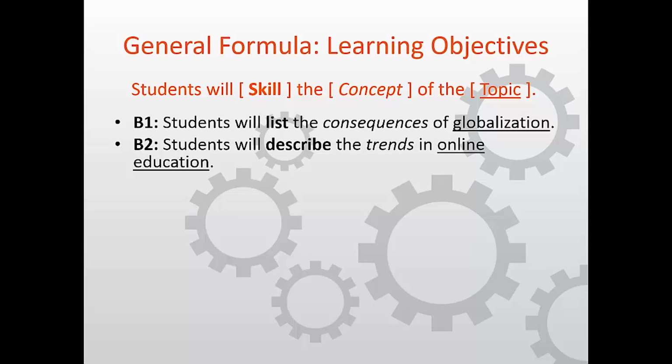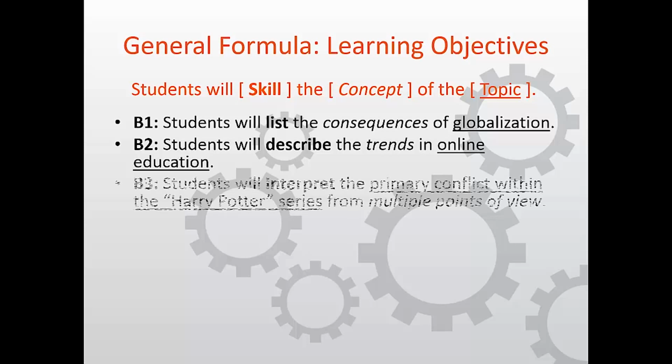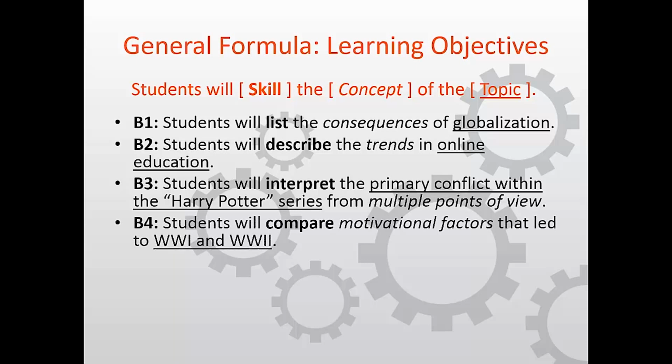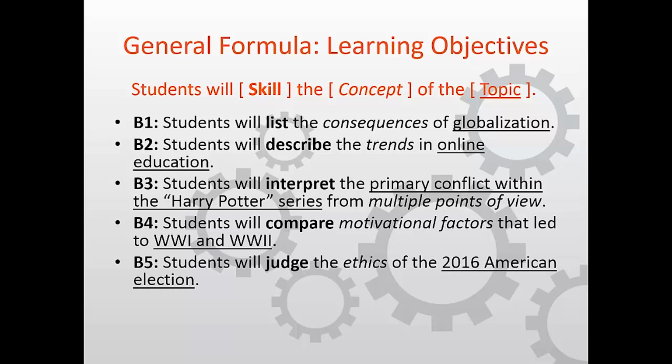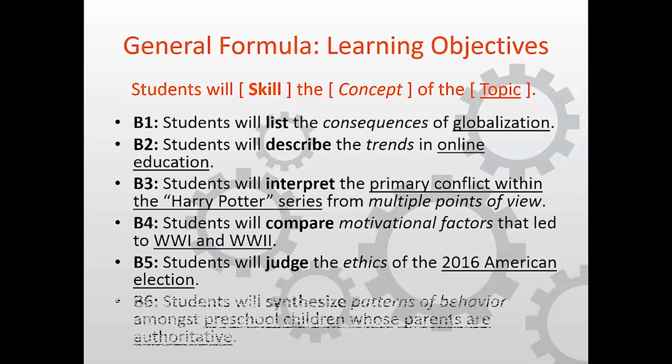We continue on through the cognitive domains. Students will interpret the primary conflict within the Harry Potter series from multiple points of view. Students will compare motivational factors that led to World War I and World War II. Students will judge the ethics of the 2016 American election. Students will synthesize patterns of behavior amongst preschool children whose parents are authoritative.